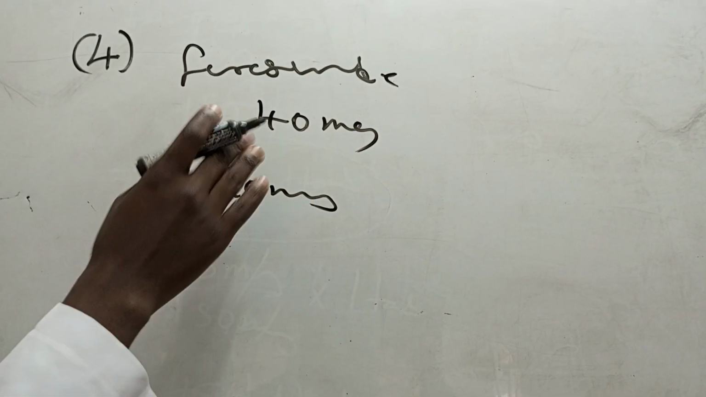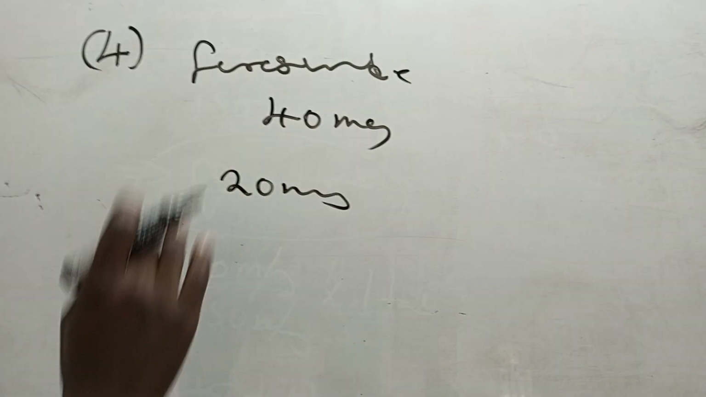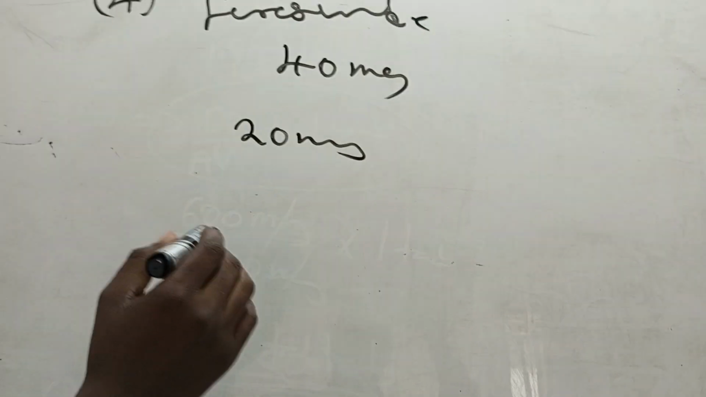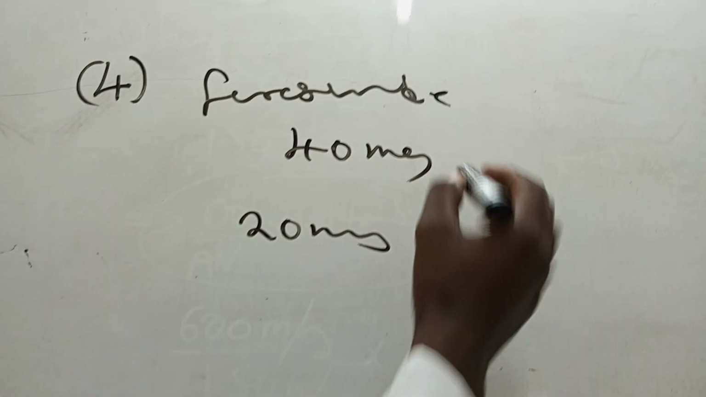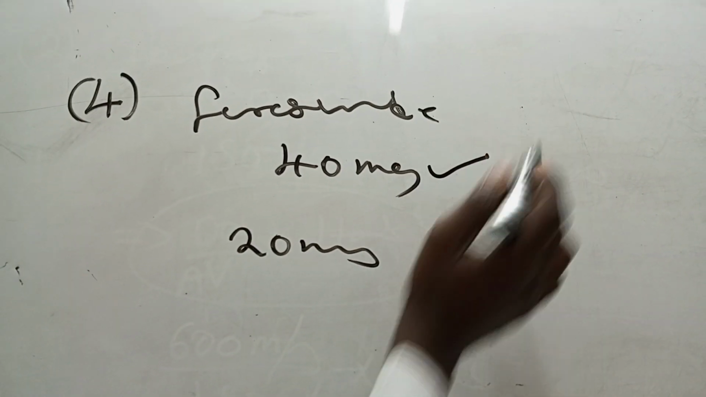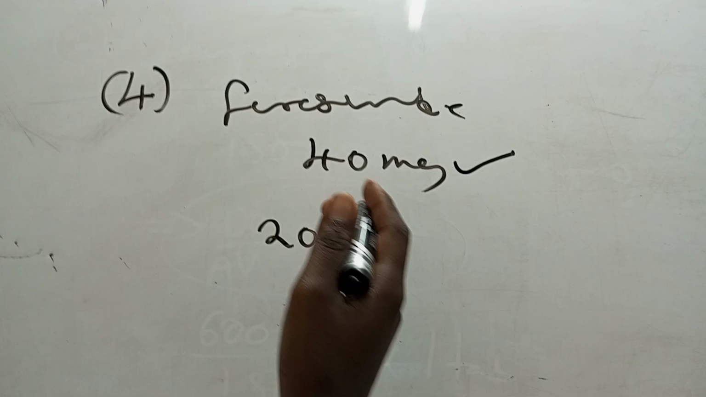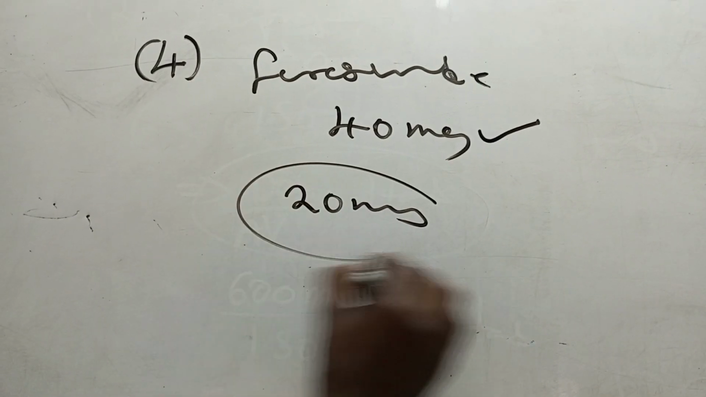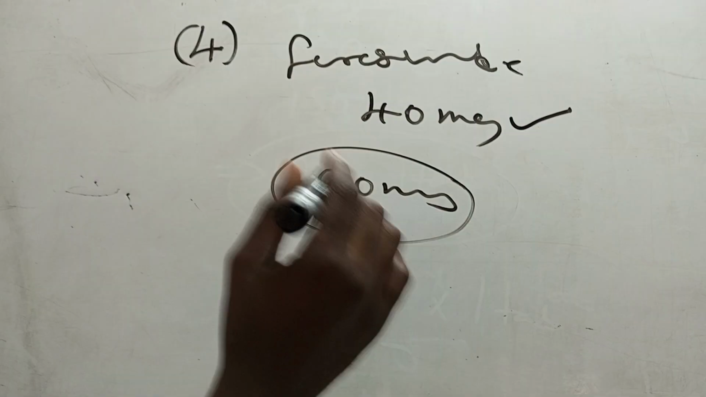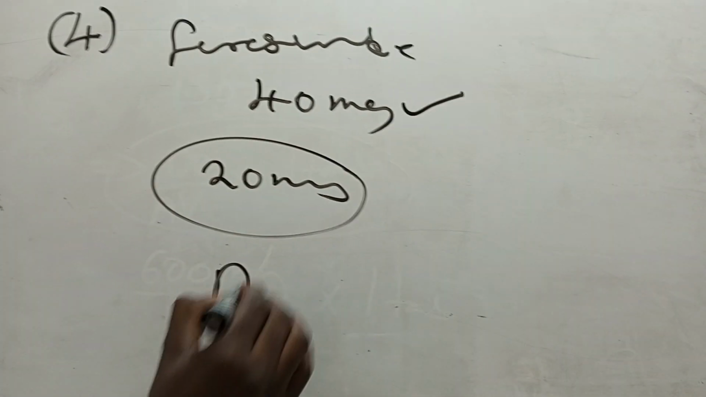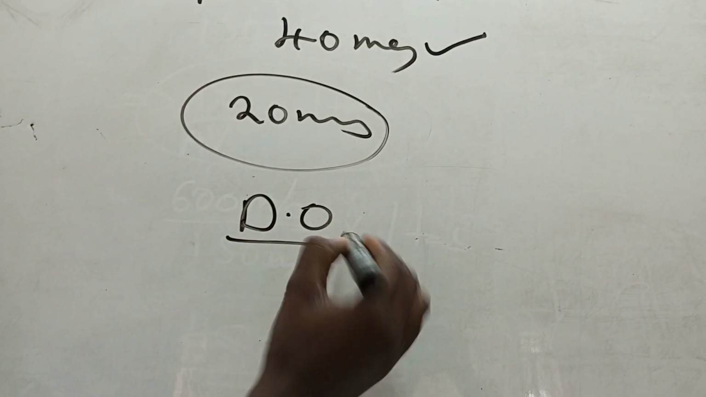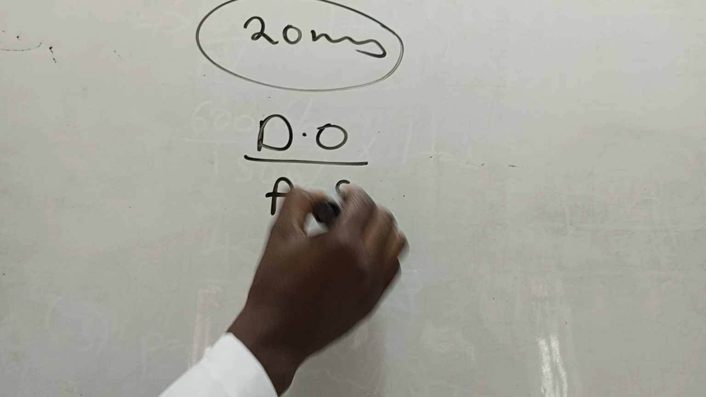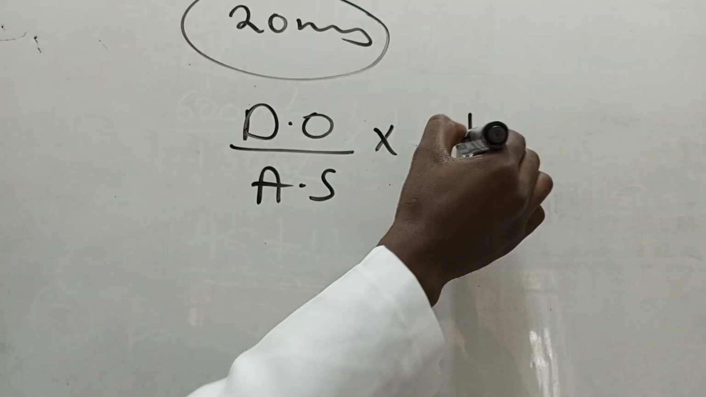Again, in finding the number of tablets you are going to administer to the patient at that particular time, you need to go back to the formula. The doctor has ordered 40 milligrams, and what you have is 20 milligrams. The doctor's order, we divide by the available strength or stock available, then times 1 tab.